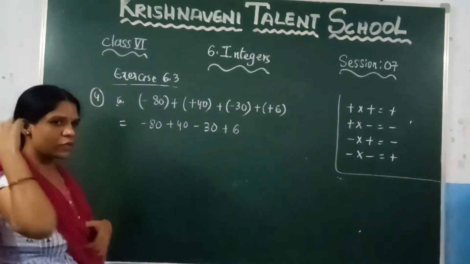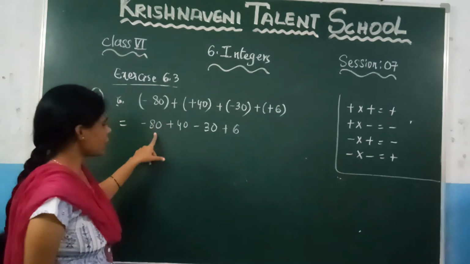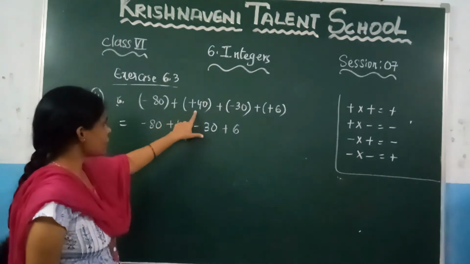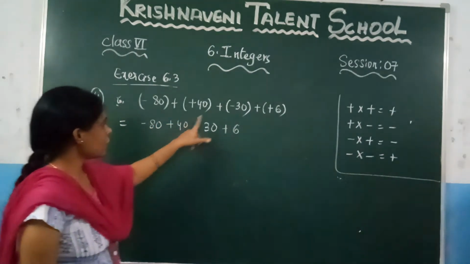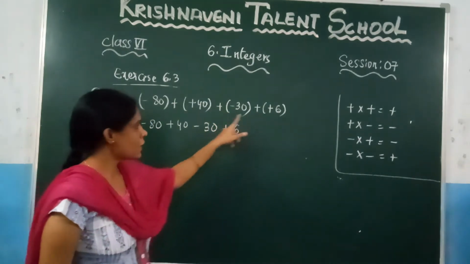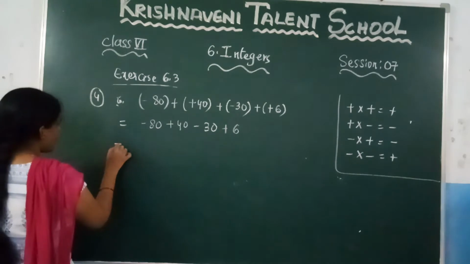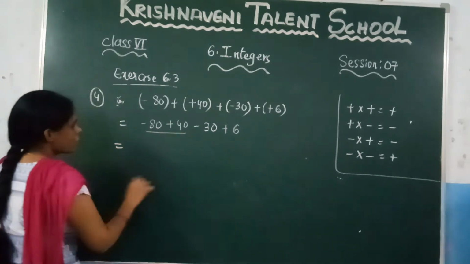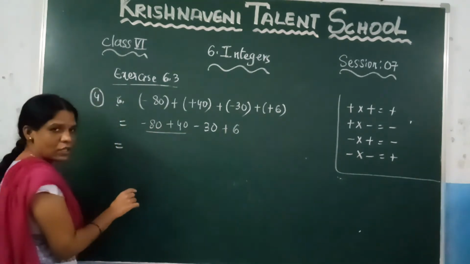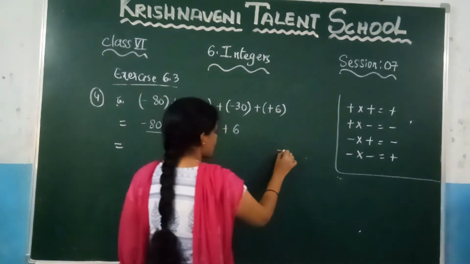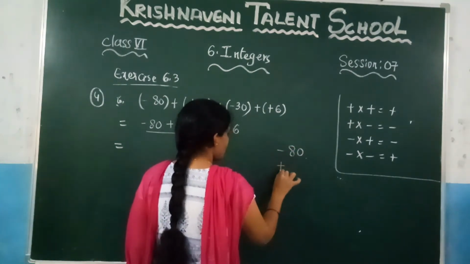Again, how do we solve this one? Here minus 80 is there. And after that, plus into plus, which is plus. And plus into minus, plus into plus, which is plus. So let us solve this one. Now let us solve these two values and again these two values. First solve this one. What are the numbers which is there? Minus 80 plus 40.